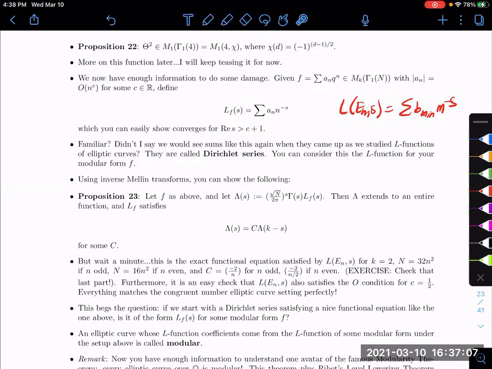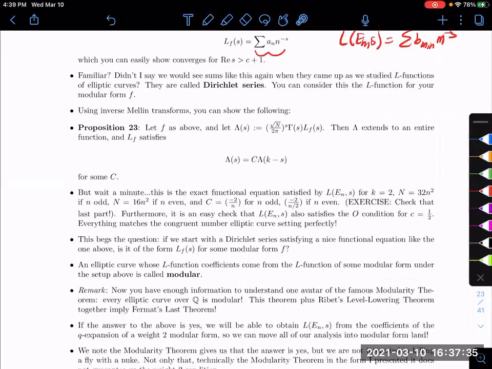So this expression should be familiar to you. In fact, I told you when we were studying L functions that we would see series like this again. And here we are, seeing them again. And they have a name, series that look like this in general. So these L functions of modular forms and these L functions of elliptic curves, they kind of have the same form, and they're called Dirichlet series. And a kind of disturbing or surprising thing that you end up with is the following. If you use Mellin transforms and their inverses, you can show this theorem.